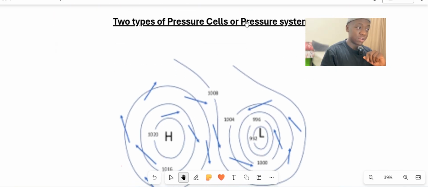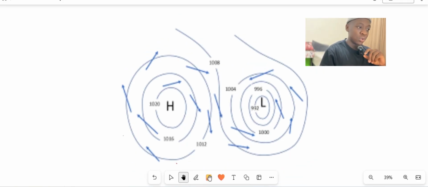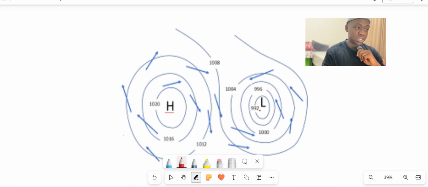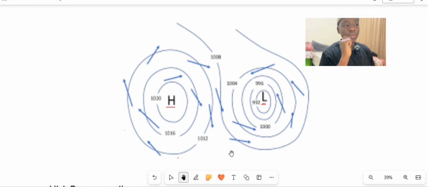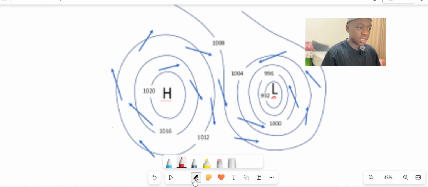Now we're going to my favorite point, my favorite chapter: the two types of pressure cells or pressure systems. We have a high pressure, which is represented by H, and a low pressure, which is represented by L. So there are two types of pressure cells. First and foremost, I would like you to look at the numbers so that I can explain what a high pressure cell is and what a low pressure cell is.